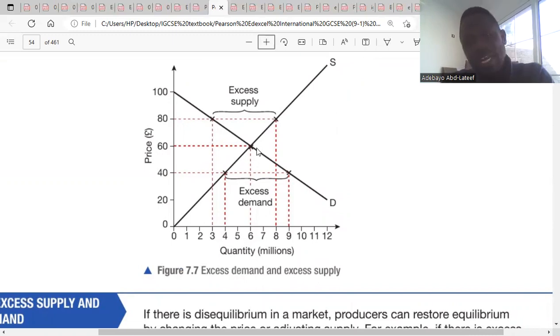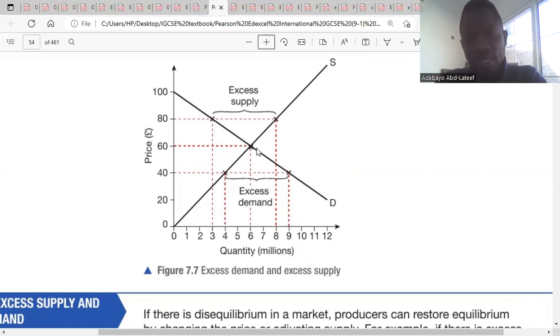The market is willing to sell at 60, but there's a fall in the price below the equilibrium price. That will lead to excess demand. So excess demand is as a result of a fall in the price below the equilibrium price. That's excess demand. Is it clear?